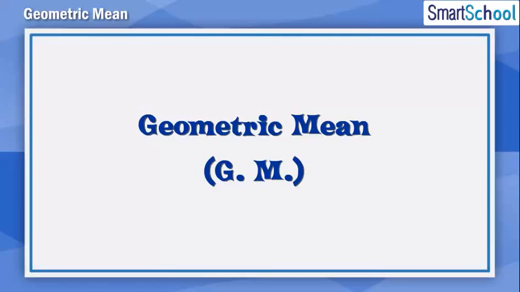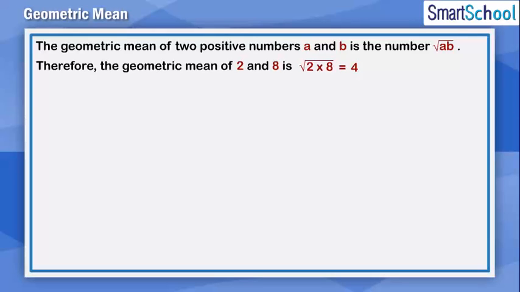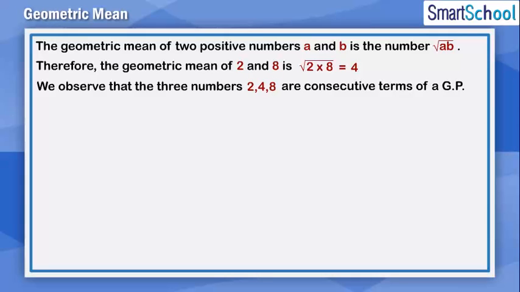Geometric mean. In this module, we will learn about geometric mean. The geometric mean of two positive numbers a and b is the number under root ab. Therefore, the geometric mean of 2 and 8 will be under root 2 into 8, that is 4. We observe that the three numbers 2, 4, 8 are consecutive terms of a GP.